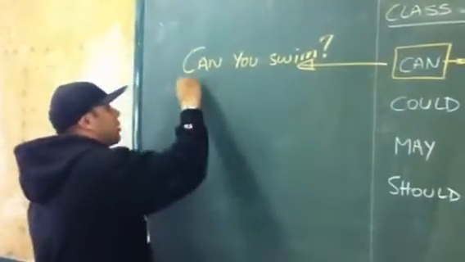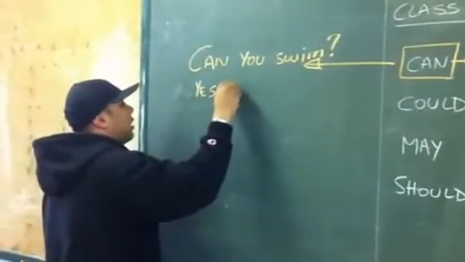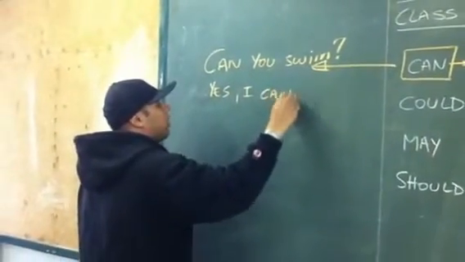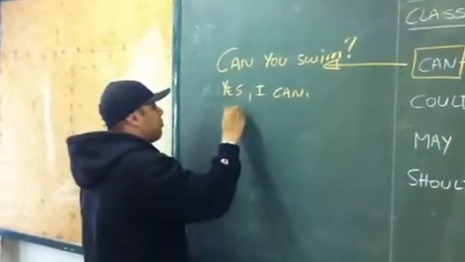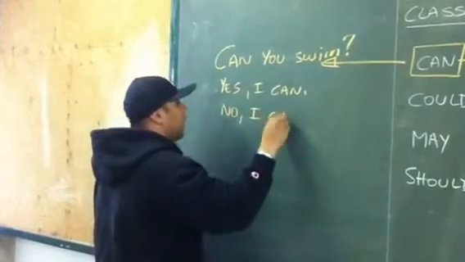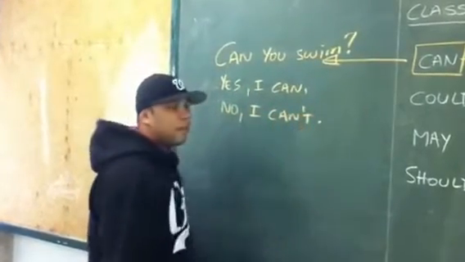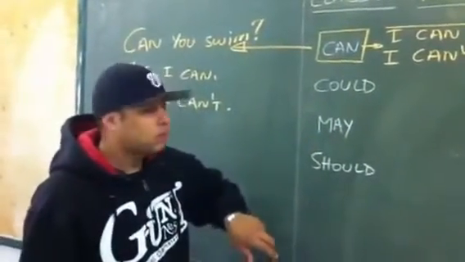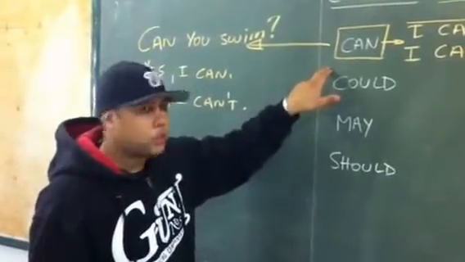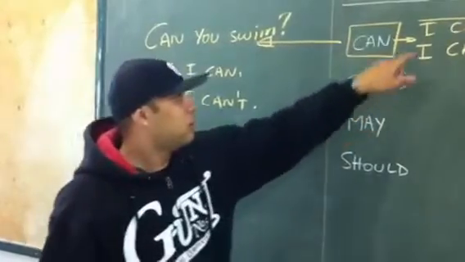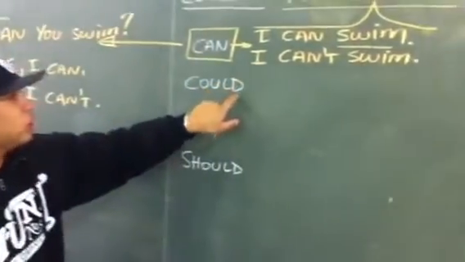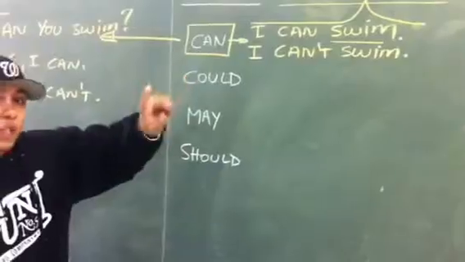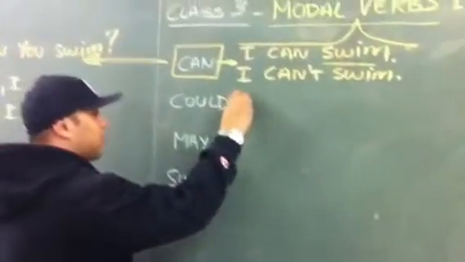And if it's positive, you say, yes, I can. And if it's negative, you say, no, I can't. Okay? The same thing will work for could. You can use could for ability as well. So here's can for ability. Could is the past of can. Use it for ability. Look at this.